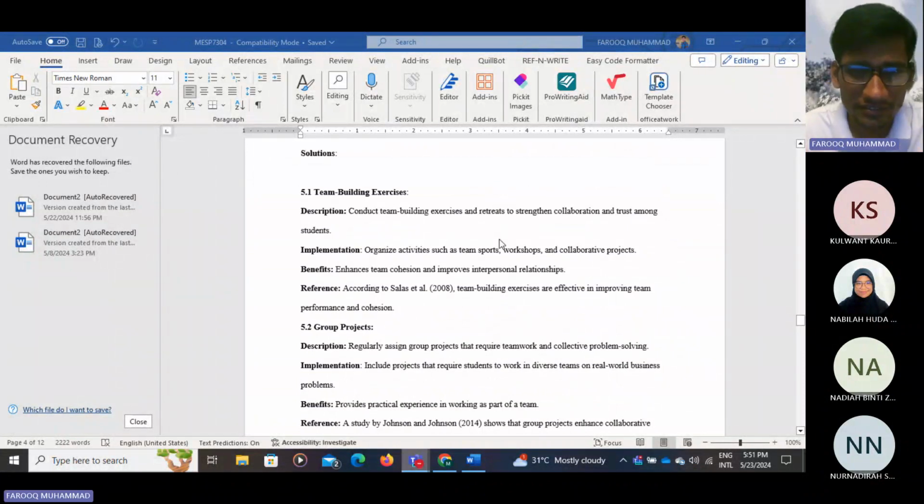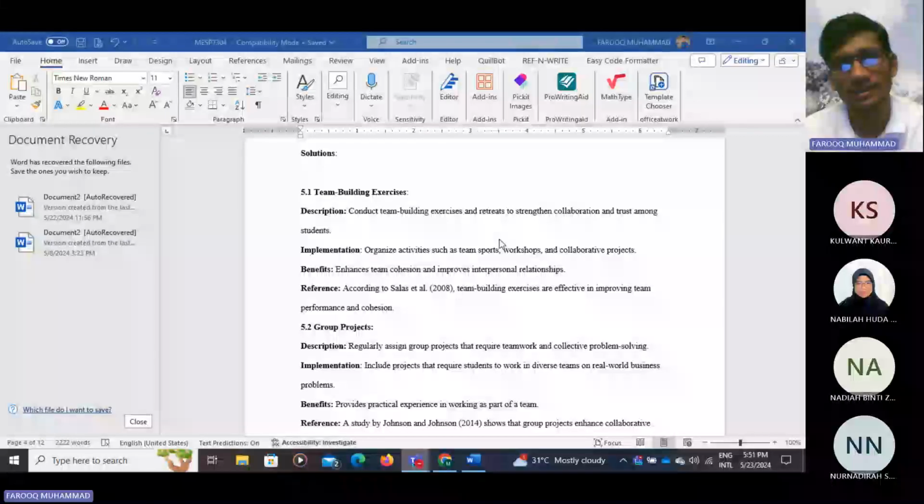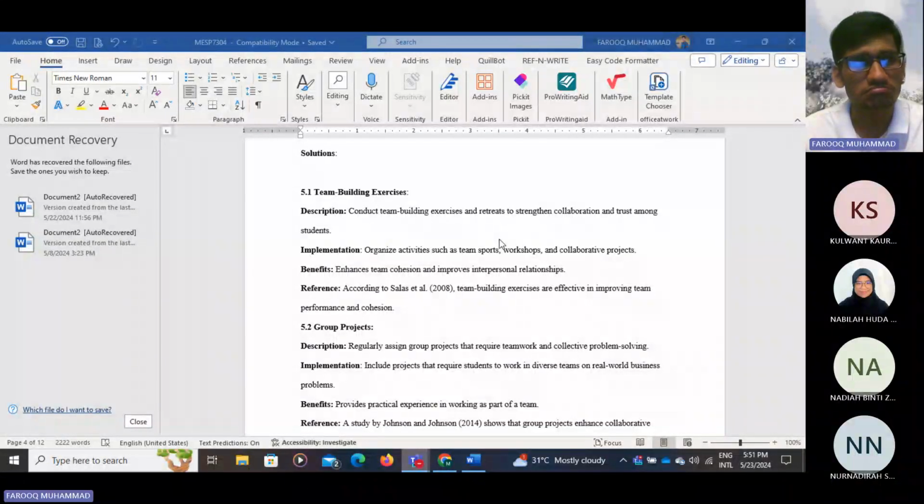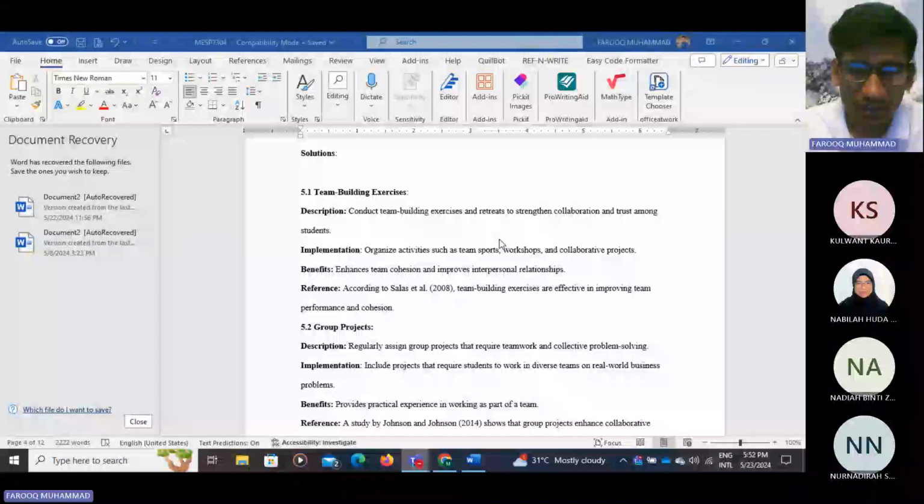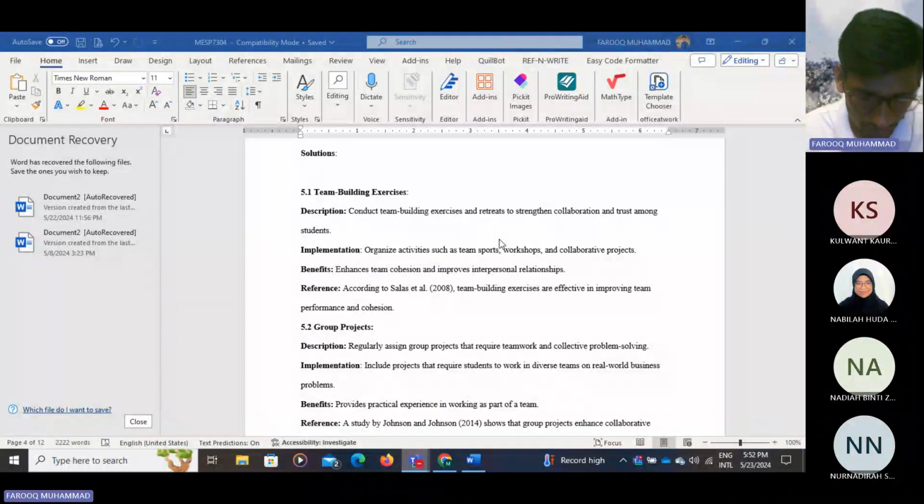Team building exercises. We can do exercises to build a team and strengthen collaboration and trust among students. They can talk with each other. They can ask questions to their respective classmates, because many students are introverts and don't like questioning the teacher.